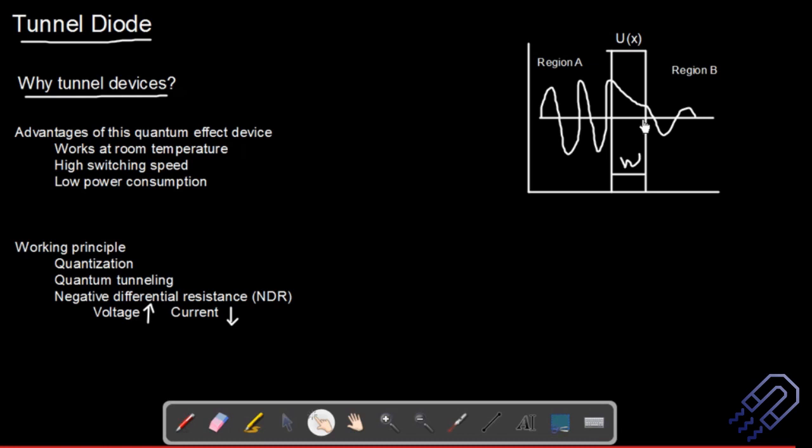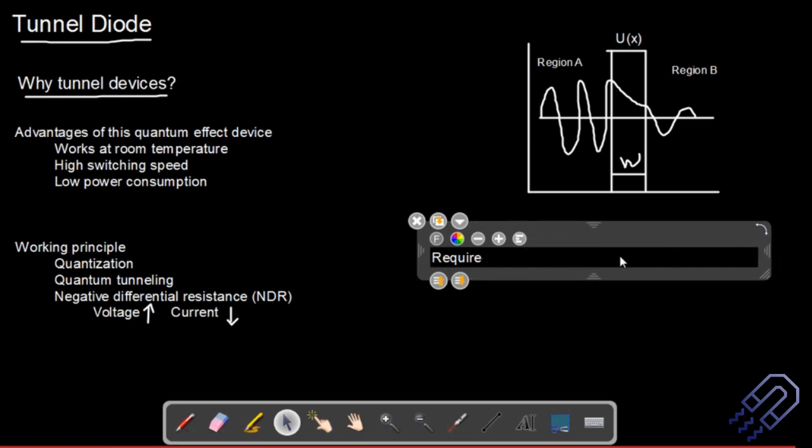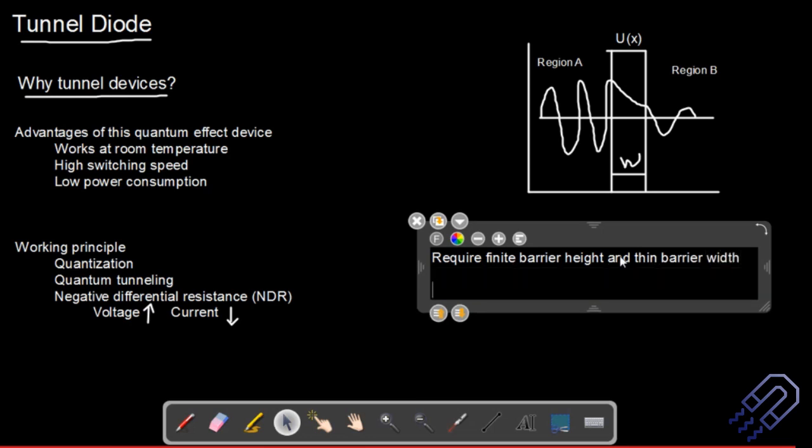Okay, so the basic logic is simple, which we already know. In order to have this phenomenon work, it's not that you will have a tunneling effect for any kind of electronic device. It's important that we have a finite, fixed barrier height and a thin barrier width. The width plays a very important role. If the barrier width is too thick, then the chances are that you won't be getting any tunneling current.